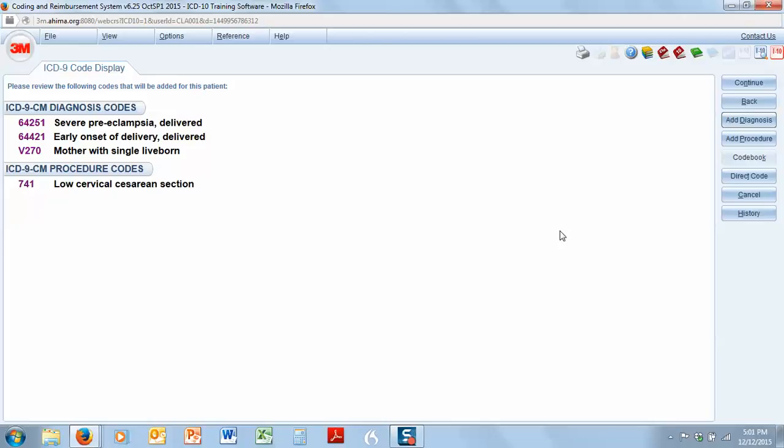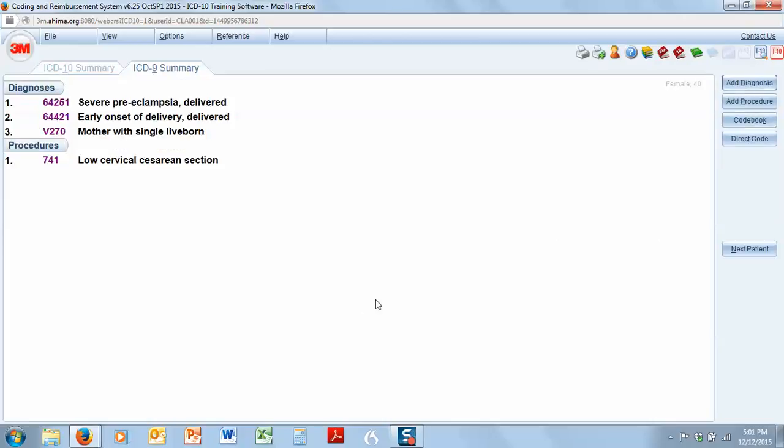And what we end up with is 64251, which is the severe preeclampsia delivered. 64421, which is the early onset of delivery delivered. V27.0, which is the mother of a single live born. And then we have our C-section, 71.4.